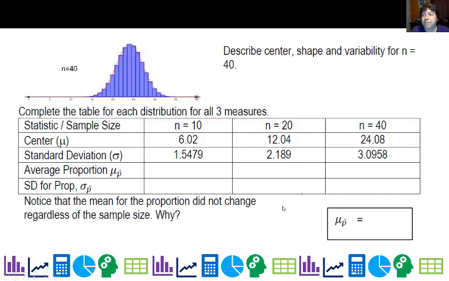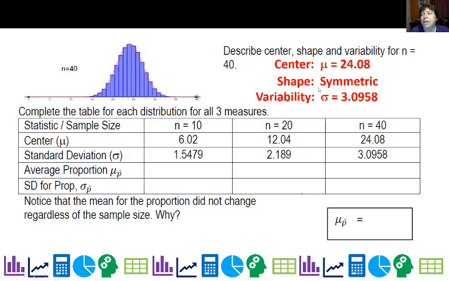Finally, we have a sample size of 40. And here we would expect even twice as many as last time. So we have about 24.08 is the average we would expect would be passing the AP stats test in a sample of 40. It's very symmetric now, still not perfect, but looking a lot more like a bell curve or a normal distribution. And the variability, even though it looks even tighter than the ones above, is slightly larger on an absolute basis. And we'll get to that in a little bit.